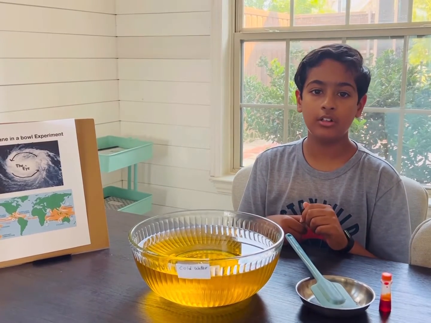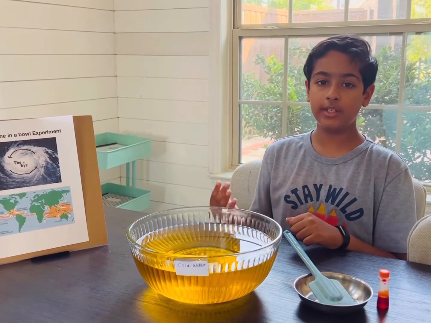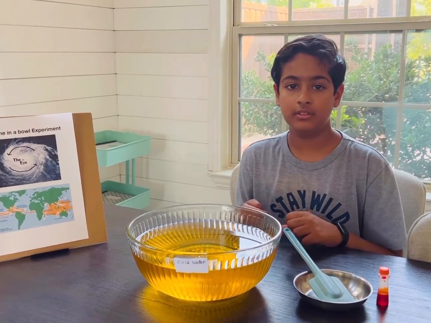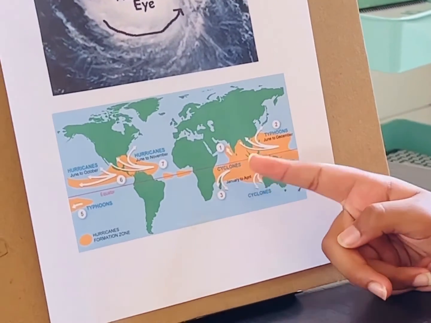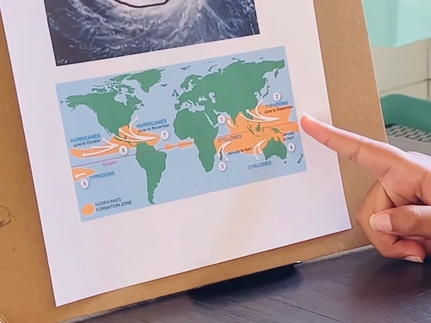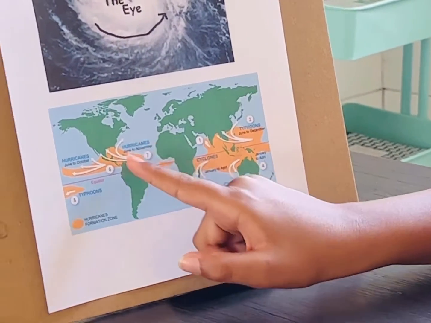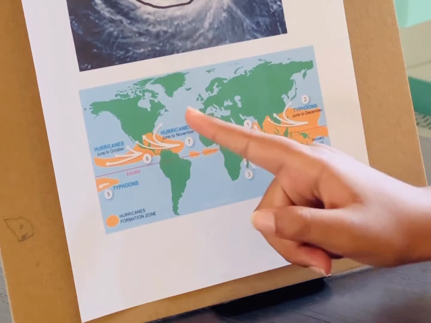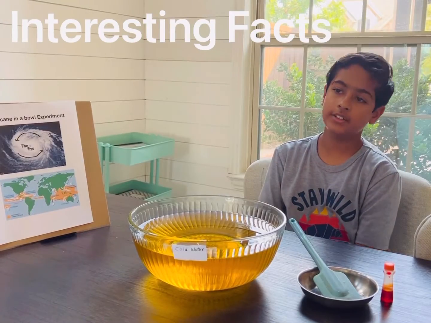Hurricanes could also be called cyclones and typhoons, but all of these three names mean the exact same thing. People who live near the Indian Ocean call them cyclones, while people who live near the Pacific Ocean call them typhoons, and people who live here in the Caribbean Sea and in North America call them hurricanes. Interesting facts are these.